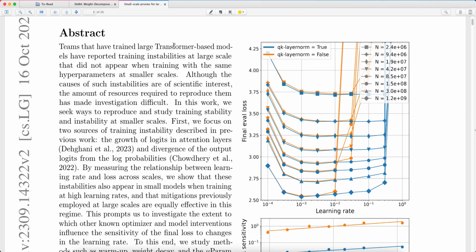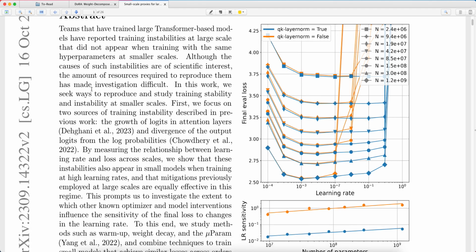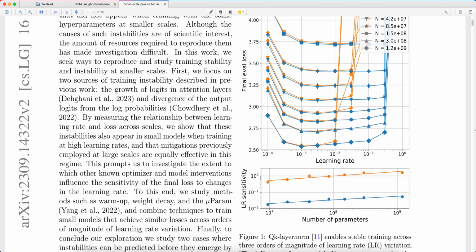Teams that have trained large transformer-based models have reported training instabilities at large scale that did not appear when training with the same hyperparameters at smaller scales. The causes are of interest. The amount of resources required to reproduce them have made investigation difficult. So they want to reproduce and study training stability and instability at smaller scales: the growth of logits in attention layers and the divergence of the output logits from the log probabilities. I'm highlighting this because I still don't really understand what that means.